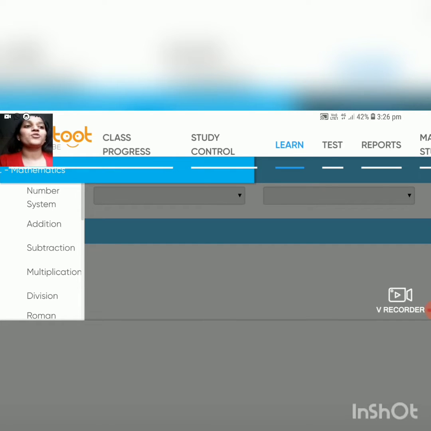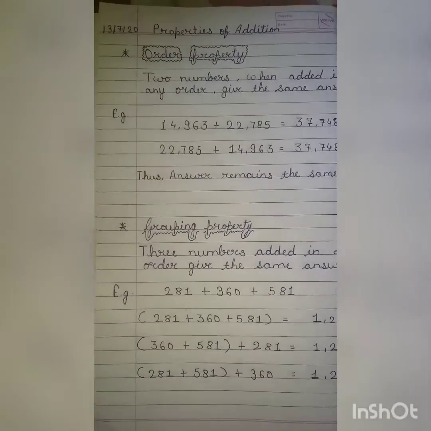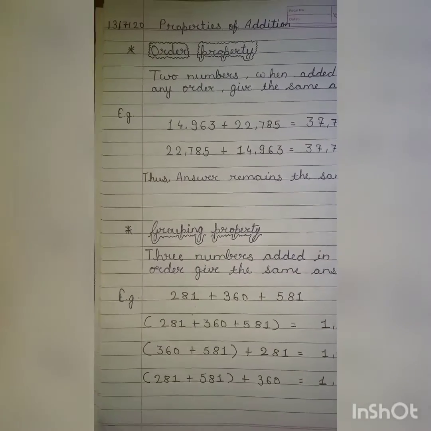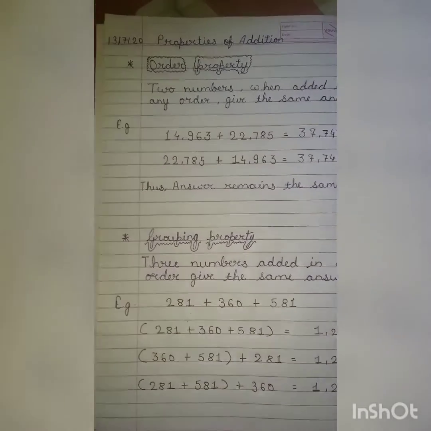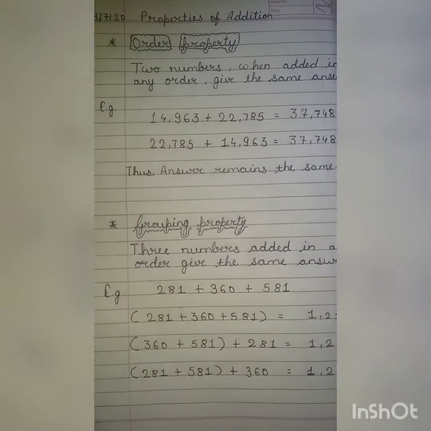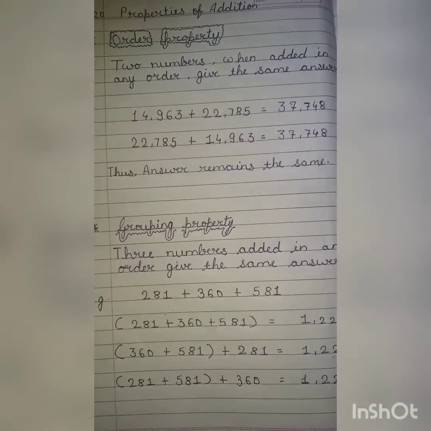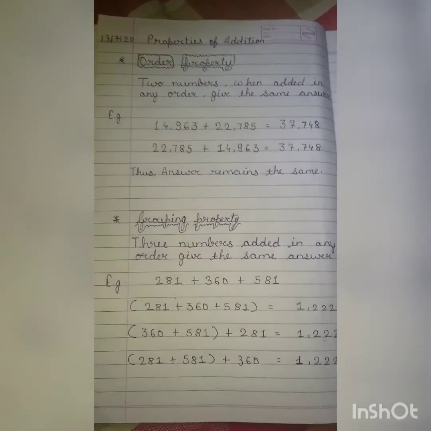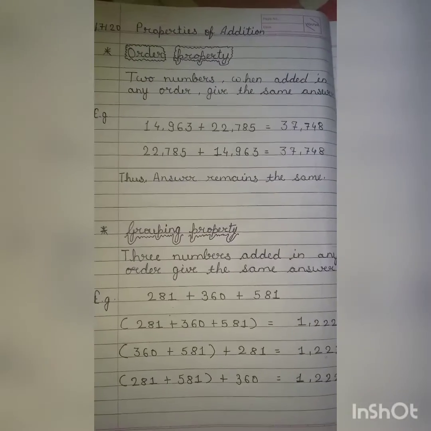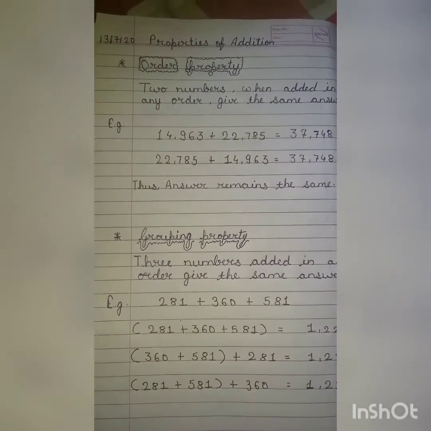Now we are going to see the properties of addition. So students, now here you can see that properties of addition I have written, right? So today we are going to learn 4 properties of addition, right? This we have seen in the April month also, but we are going to revise the properties of addition. So students, first property of addition, you can see that order property, right? So now let's read what is there in order property. Two numbers when added in any order give the same answer, right?